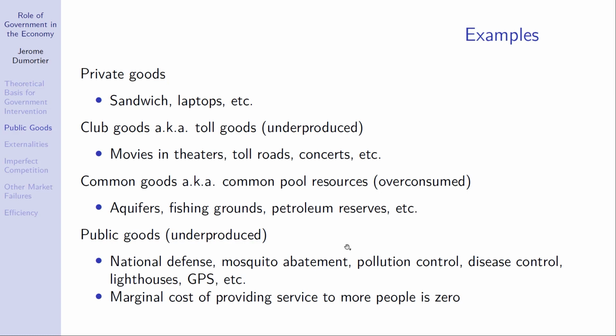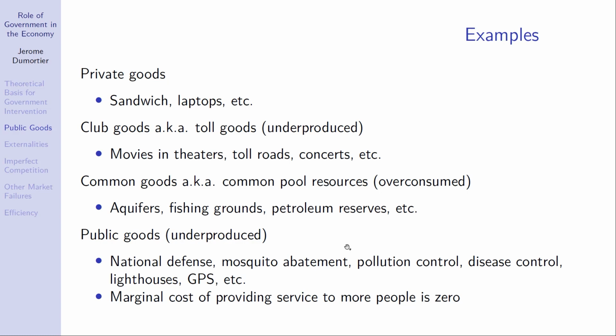So here are a couple of examples of those various categories. Private goods, we have seen, could be sandwiches, laptops, clothing. Then club goods are also known as toll goods. They're usually underproduced. You can think about those as movies in theaters, toll roads, concerts, etc. Common goods include fishing grounds, petroleum reserves, besides the grazing land which I have used before, and also aquifers.